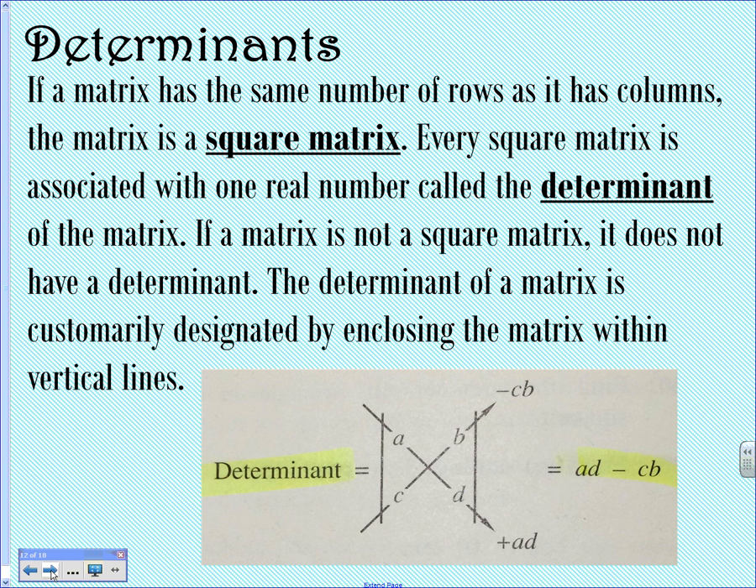So our matrix is A, B, C, D. Your determinant is found by saying A times D minus C times B. A times D minus C times B. Always minus. You are going to have to learn that it is A times D minus B times C.